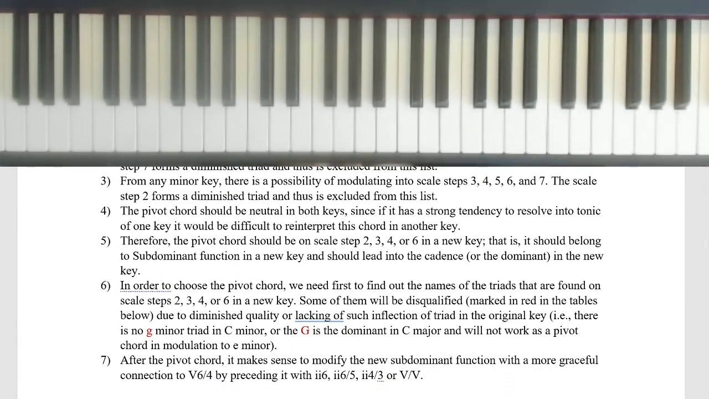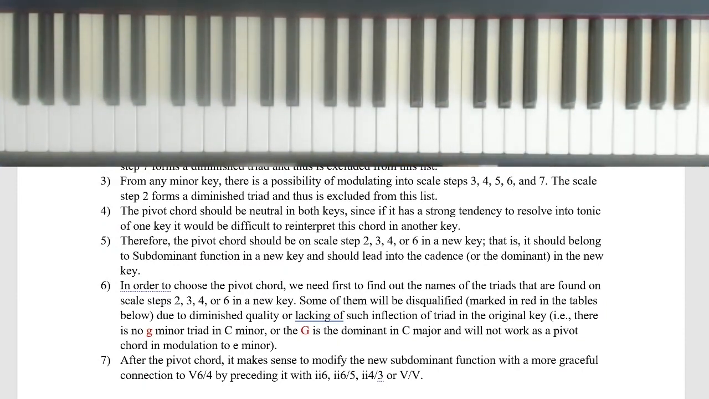In order to choose the pivot chord, we need first to find out the names of the triads that are found on scale steps 2, 3, 4, or 6 in the new key. So you'll see I've prepared a little column in the table for that. Some of them will be disqualified, marked in red in the tables below, due to diminished quality or lack of such inflection of the triad in the original key. For example, if in F major there is a G minor triad, well, it cannot be a pivot chord because in C major we don't have B flat, so it's not a viable pivot chord.